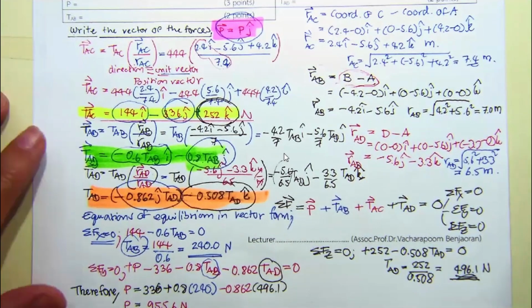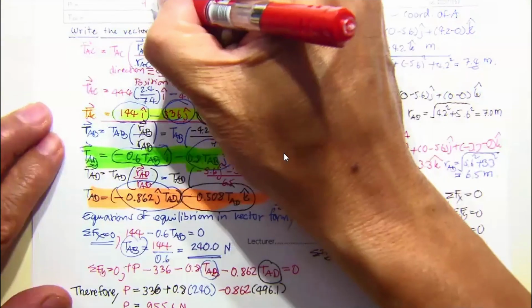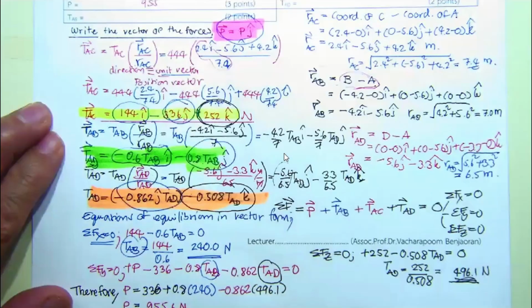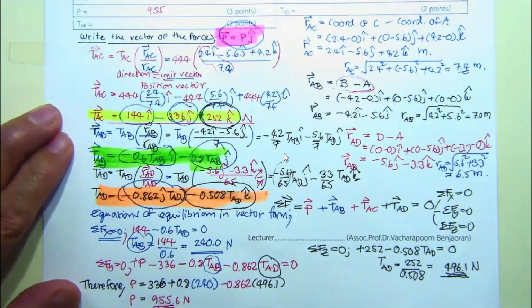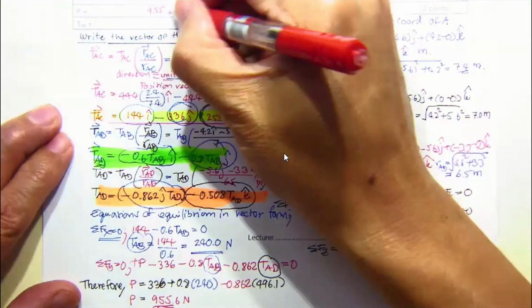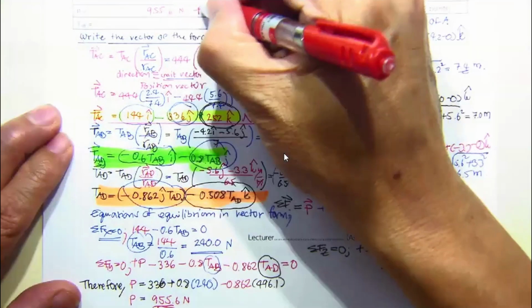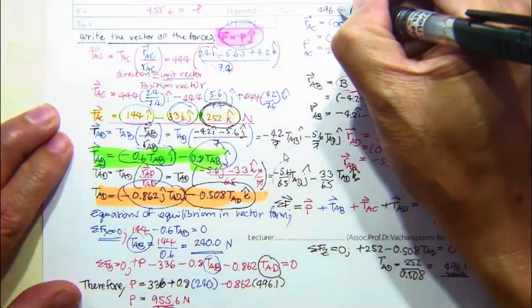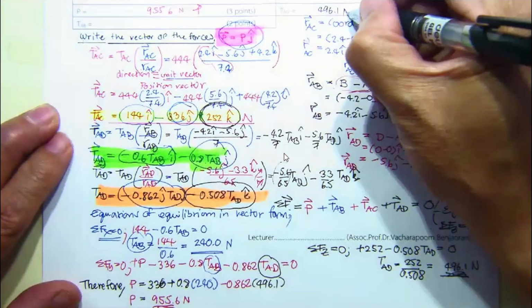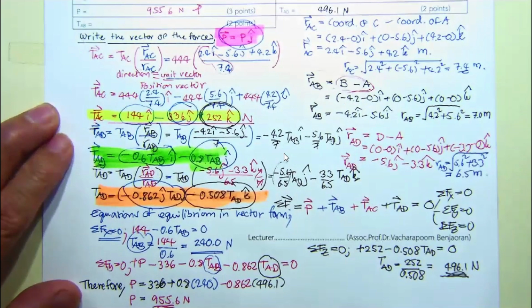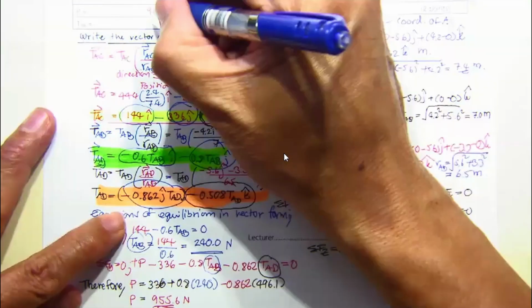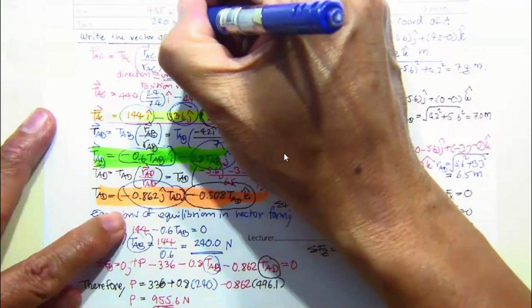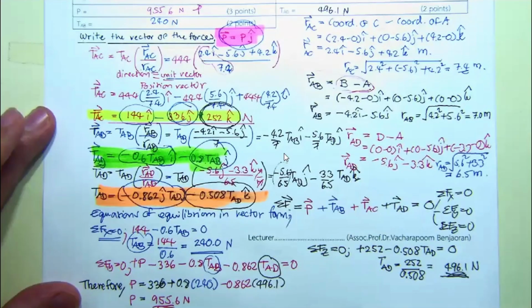Then, put it. That's 955.6 Newton. That's going to be 3 points. And T sub AD, that's going to be 496.1 Newton. And T sub AB, that's going to be 240 Newton. That's it. Is that tough?